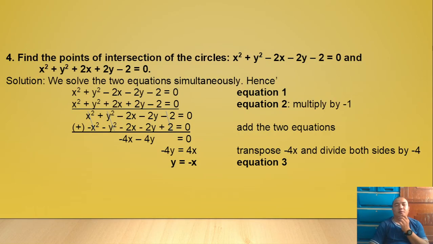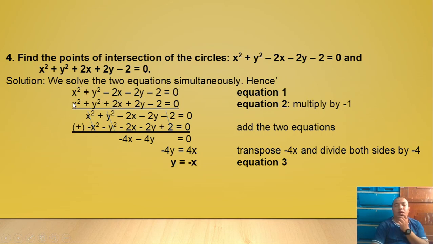Okay, let's proceed to the next. Find the points of intersection of the circle x squared plus y squared minus 2x minus 2y minus 2 equals 0 and x squared plus y squared plus 2x plus 2y minus 2 equals 0. Okay, we solve the two equations simultaneously. So this is equation 1, that is equation 2.